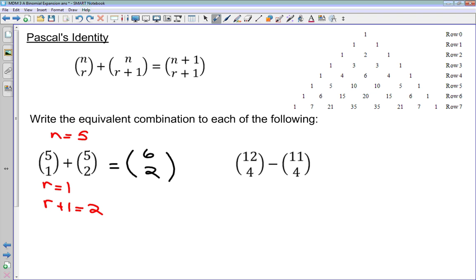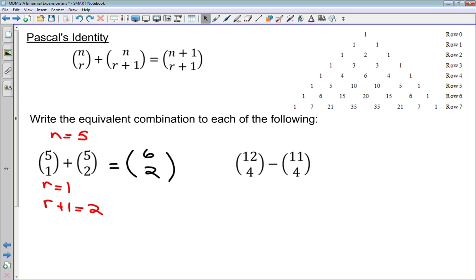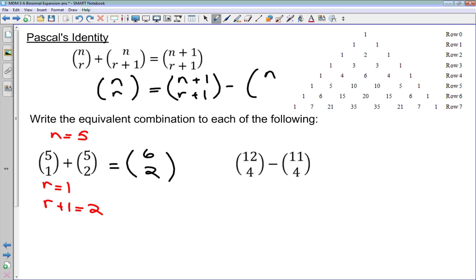If we see something like this, where we are subtracting, we look at Pascal's identity and don't see subtraction anywhere. But we can rearrange Pascal's identity a little bit to get subtraction. We could say that n choose r is equal to n plus 1 choose r plus 1 minus n choose r plus 1.